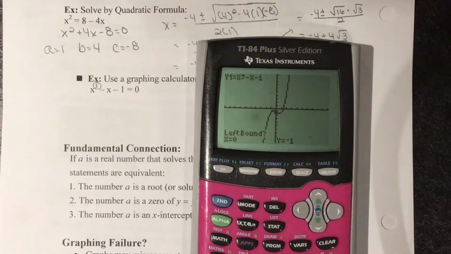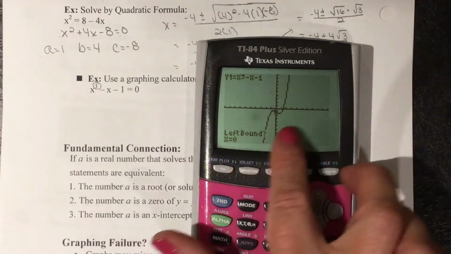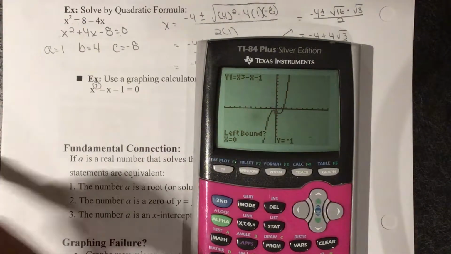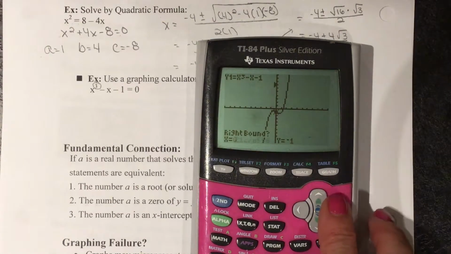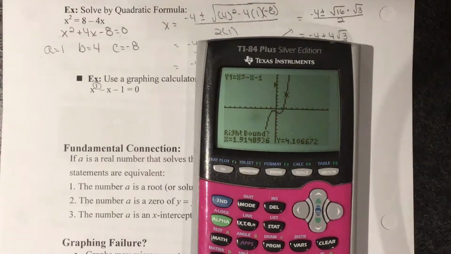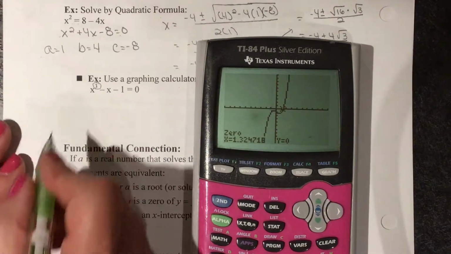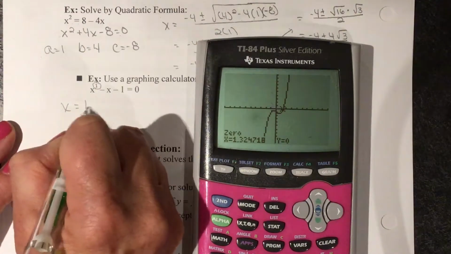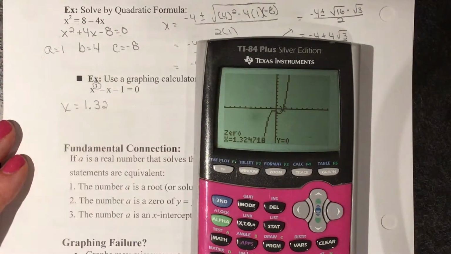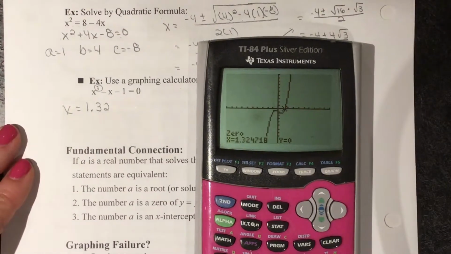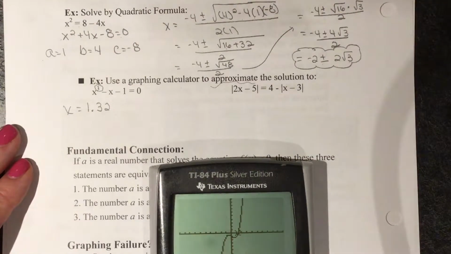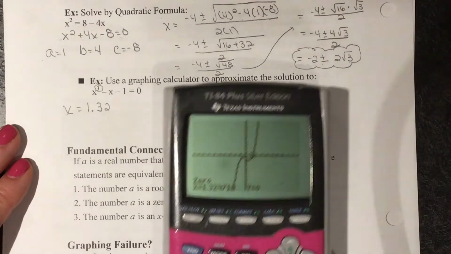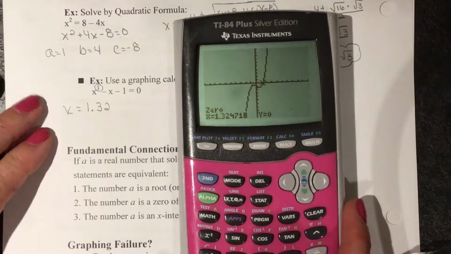I'm going to go down to zero. And this says left bound, so I know I have a zero right here. So I'm going to leave the cursor right where it's at because it is to the left of that. And now I'm going to go to the right, which is above, and hit enter. And it does look like I have a zero at x equals 1.32, rounding to the hundredths right there. And it says to approximate, and so I do not need to worry about having an exact answer. I'm looking for an approximate for that.